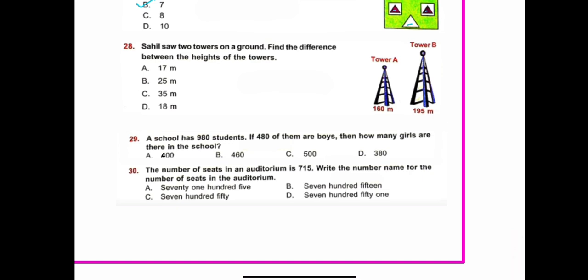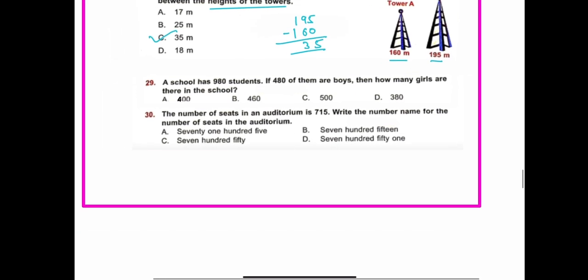Question 28. Sahil saw 2 towers on a ground. Find the difference between the heights of the towers. Okay, then tower A height is given, tower B. Okay, 2 heights are given, so 195, and we find the difference, so it means subtract the values, so it is 35. C option. Question 29.